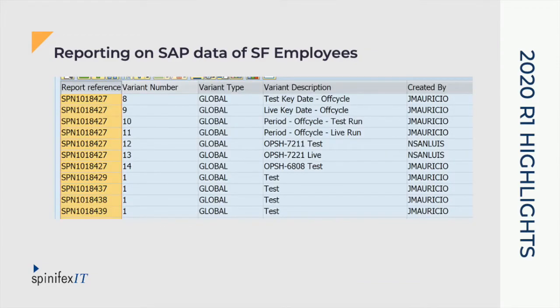So here we have a simple report I threw together using the new fields from GENTK031, which gives me a list of reports and the variants that exist for each. The user ID for whomever created the variant is included, plus other details like is it a global or a user variant.